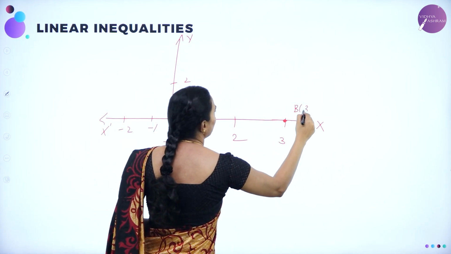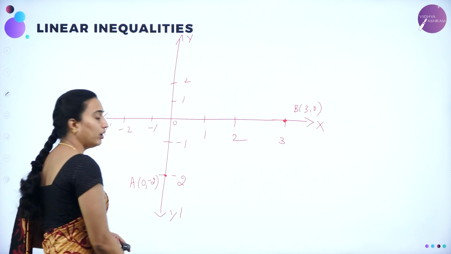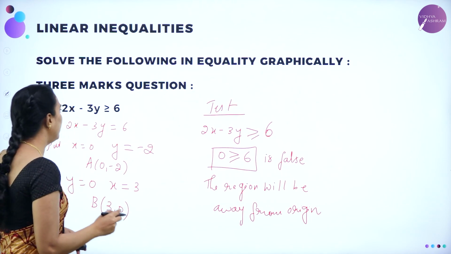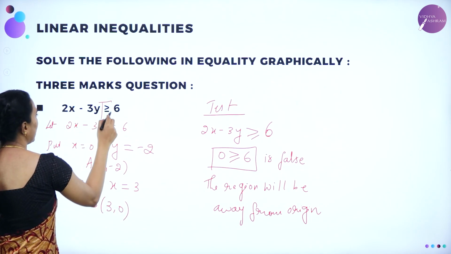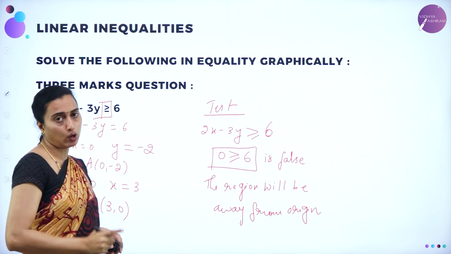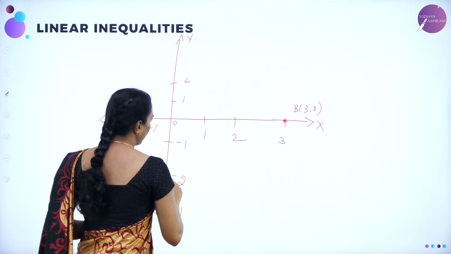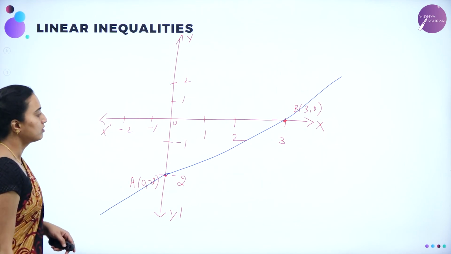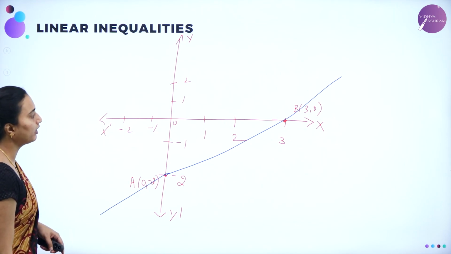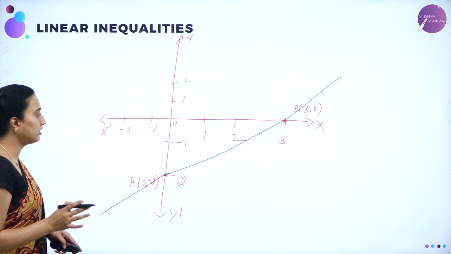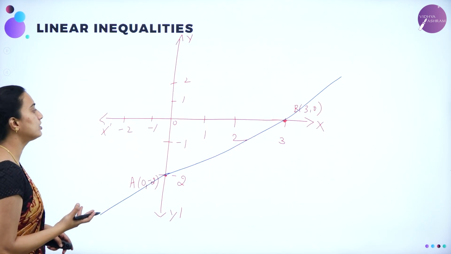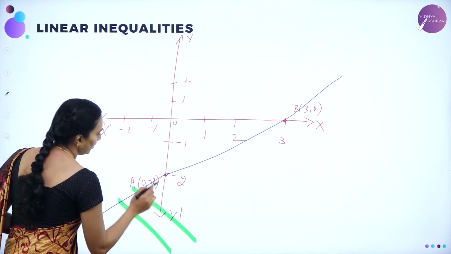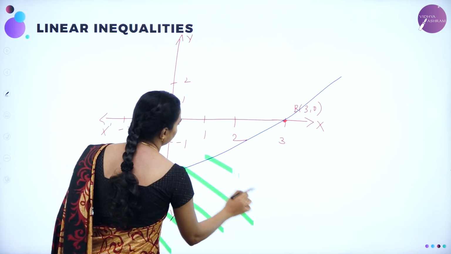Now you draw the line, whether it is solid or broken depending on the inequality. Slack inequality means it is a solid line. This is the line you are going to have. So let us join these points by a solid line. Now we need to have the region. The region will be away from the origin. Away means this is towards, this is away. It's like this. This is away from the origin.